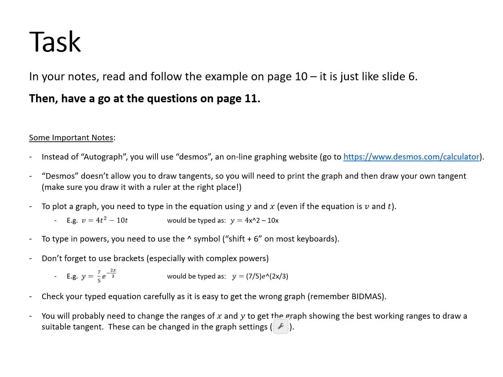When you use Desmos, there are a few rules, and I've written them down here on the slide. The first thing, on page 11 of your notes, it says to use Autograph. We're not going to use Autograph, we're using Desmos, at the website shown there. Secondly, you can't draw a tangent like you can with Autograph, so you're going to have to print it and draw your own tangent. When you plot the graph, you have to plot it as y and x, even if the equation is in v and 2. I've given you some examples here, and please read them carefully. It's important that you work out how to do this properly so that you type in the right equation. If you type in the wrong equation, then you're going to waste time doing the wrong graph.